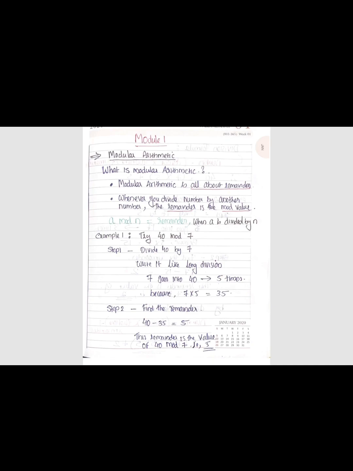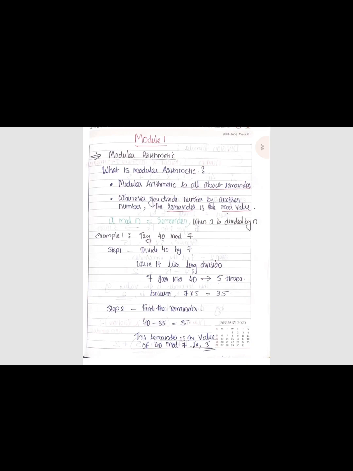The next example is the shopping mall. You bought something for rupees 17 and paid with rupees 20. Therefore, 20 minus 17, the remainder is 3. These are the real-life examples.